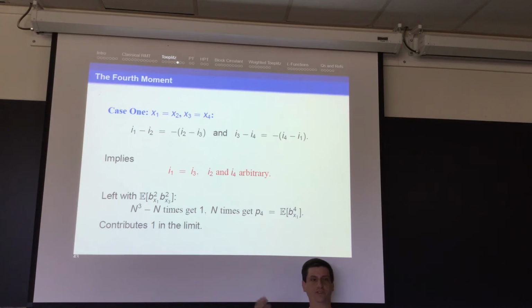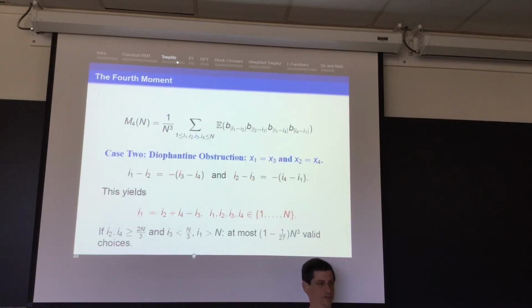But technically, you've got to be careful, because if they're all matched, I'm not getting the square of the second moment, I'm getting the fourth moment. So I will get a contribution in the limit of n cubed. Minus n times I get 1, n times I get the fourth moment, so in the limit I get 1. Great. Now let's see what happens if we have the cross term.